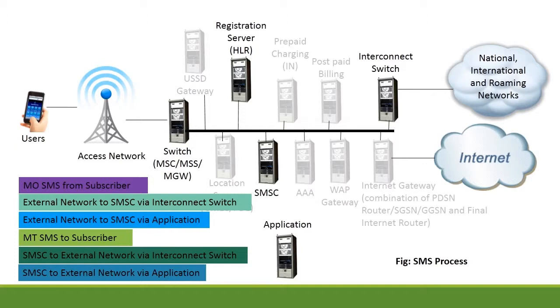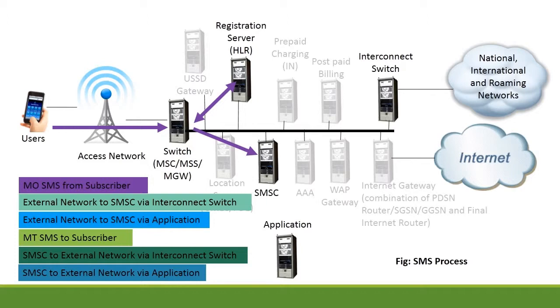Now we see the SMS process in detail from the network perspective. At first, we look into the MO-SMS from the subscriber. That means if a subscriber wants to send an SMS, then this SMS is delivered to the SMSC from the subscriber. First it comes to the MSC, then it is sent to the HLR for verification, and then only it is delivered to the SMSC.